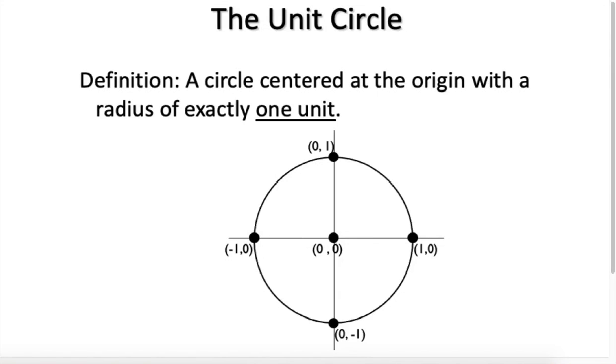All right, in 5.3 part 2, we are going to take a look at the unit circle. What this is doing is connecting lots of exact trig values with points on a circle. The unit circle is just defined as a circle centered at the origin with a radius of exactly 1.